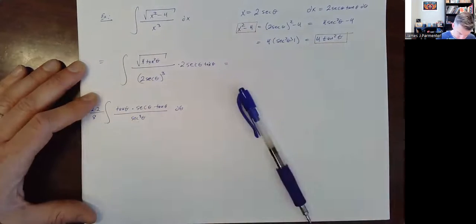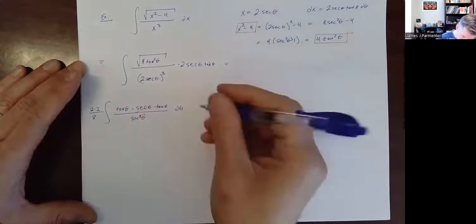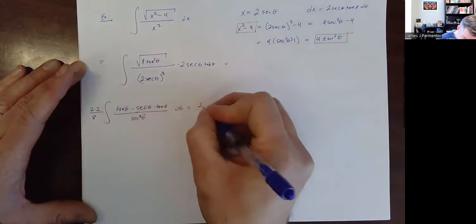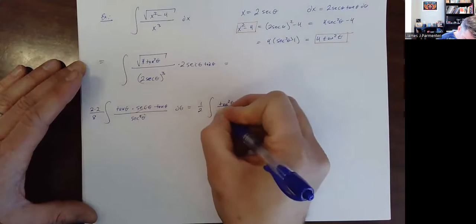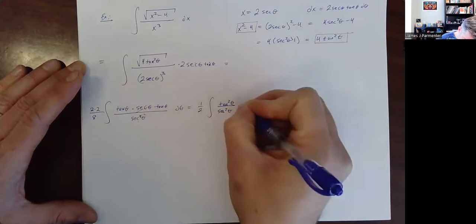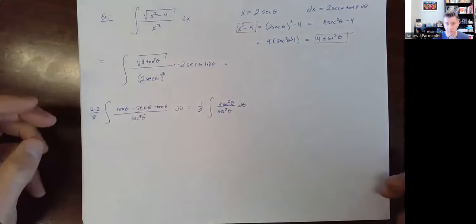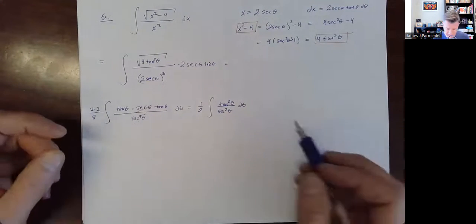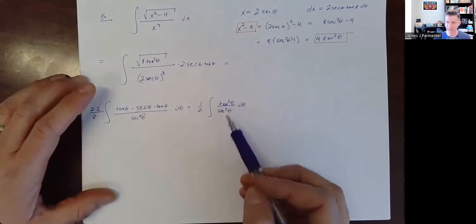And then we can cancel a secant here and a secant here. So we're really left with 4 over 8, which is 1/2, times the integral of tangent squared theta over secant squared theta. And where you go from here really depends. There could be a u-sub at this point. I don't think there is, because if u is secant, du is secant tangent, and if u is tangent, du is secant squared, but I don't really have that.